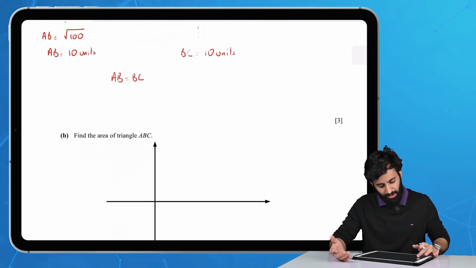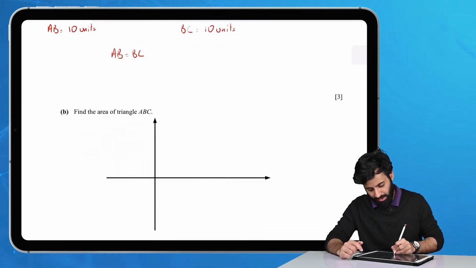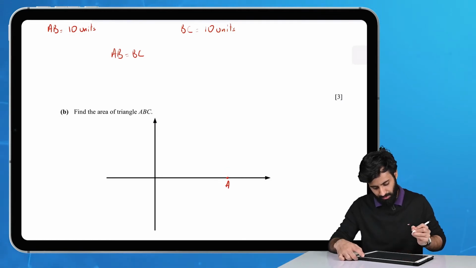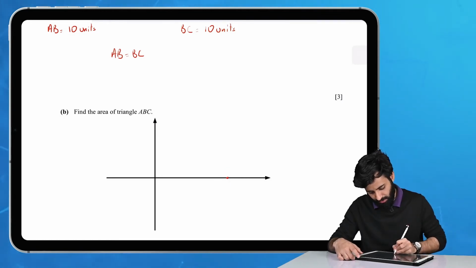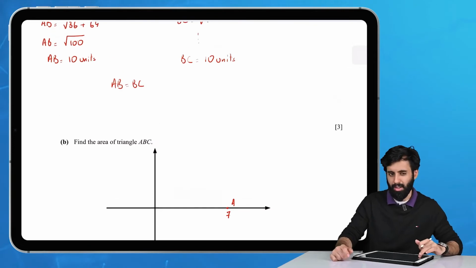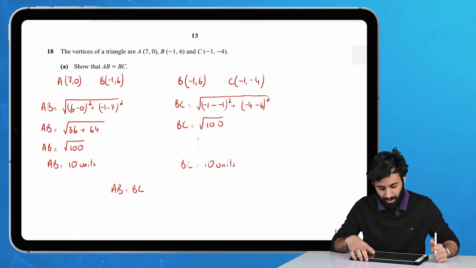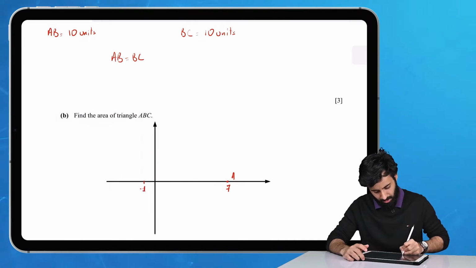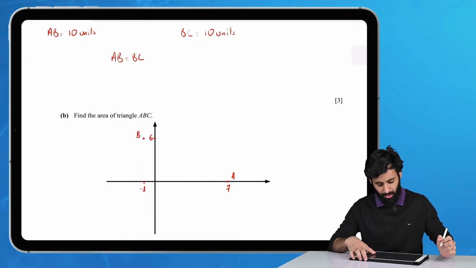So A is the point (7, 0), which means it's on the x-axis. There you go, here's point A. I'll write 7 over here and A over here. Not that it makes a difference, but it just looks nicer. And then you have B (-1, 6), so this is where -1 should be, this is where 6 should be, so this has to be point B.